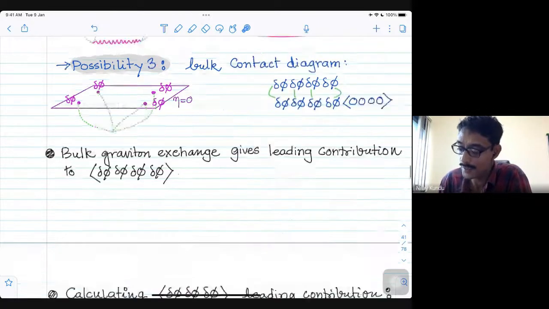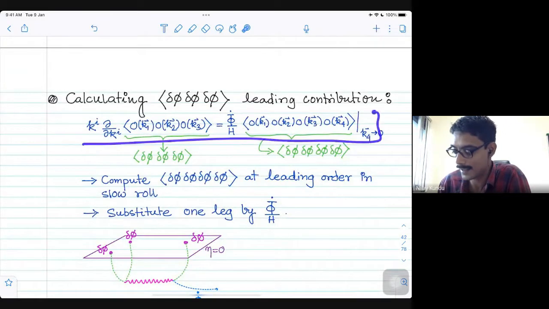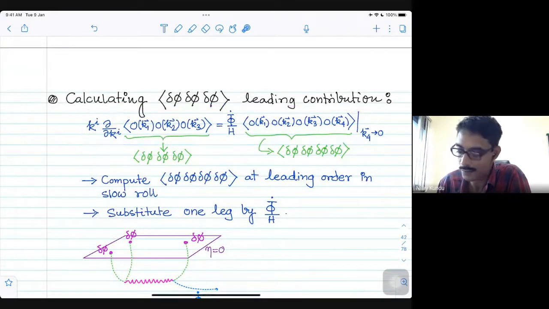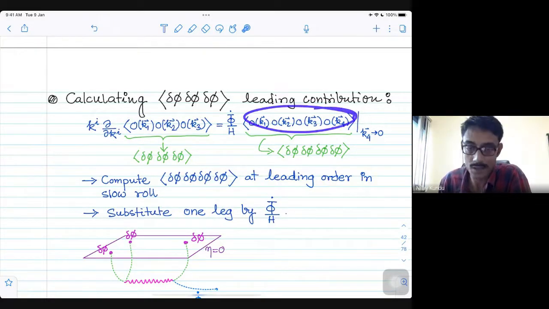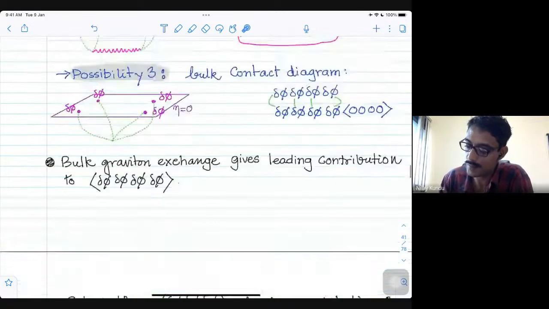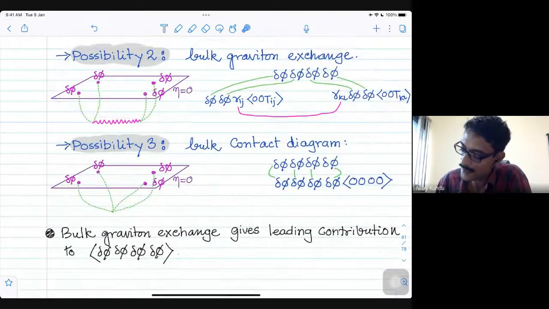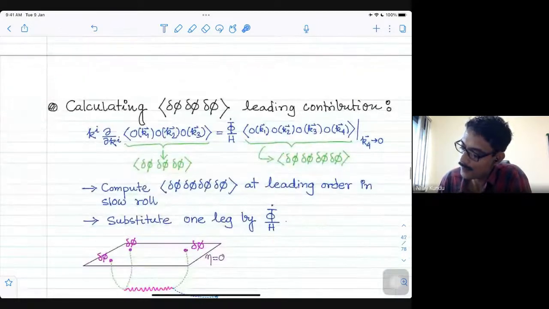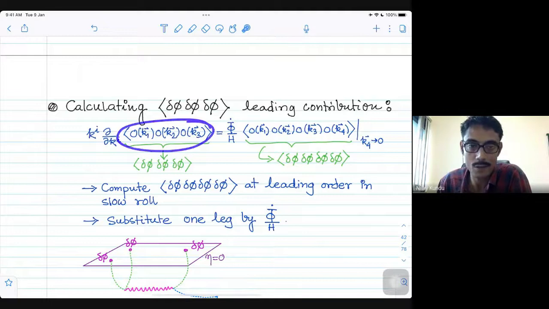Now for the 3-point function, you should look at this Ward identity that we derived before. This gets related to the 3-point function of delta phi, and this gets related to the 4-point function. We have computed the 4-point function, which is given by this bulk graviton exchange. And then this Ward identity tells you to put one of the legs in with soft momenta, and then you will get the 3-point function.